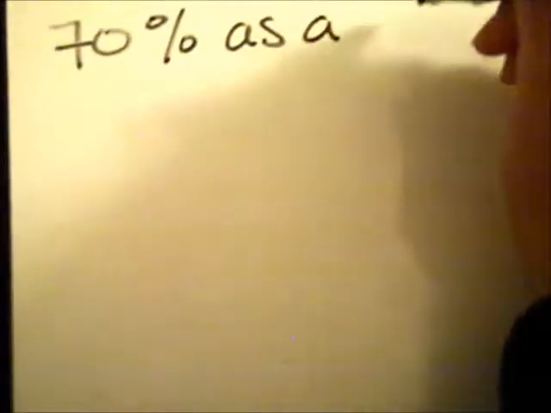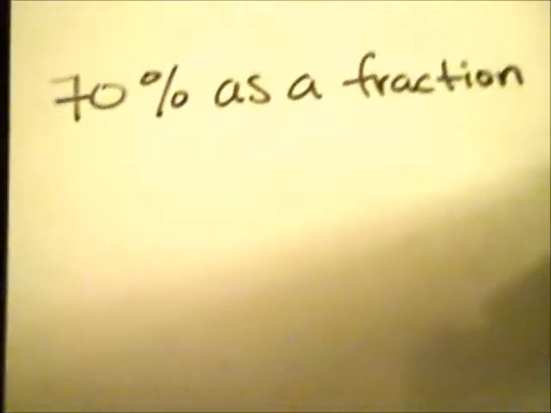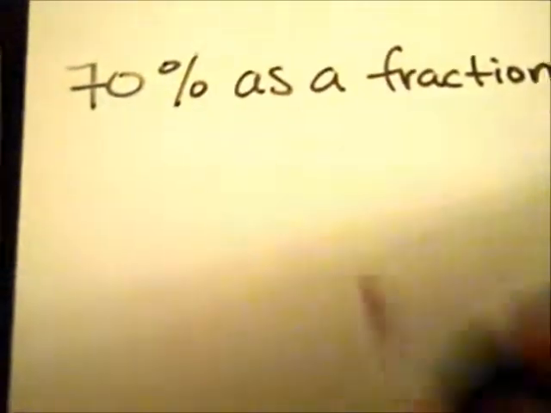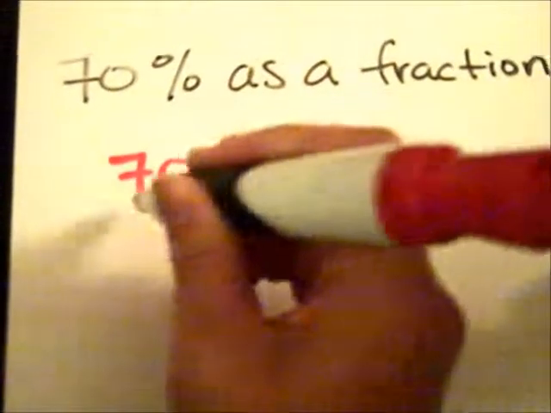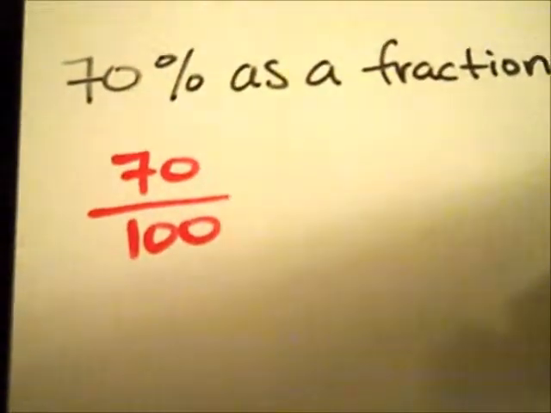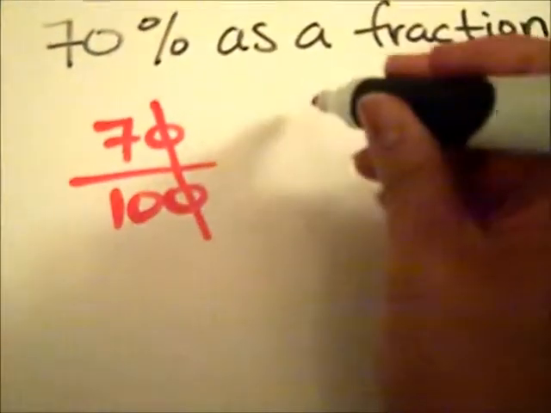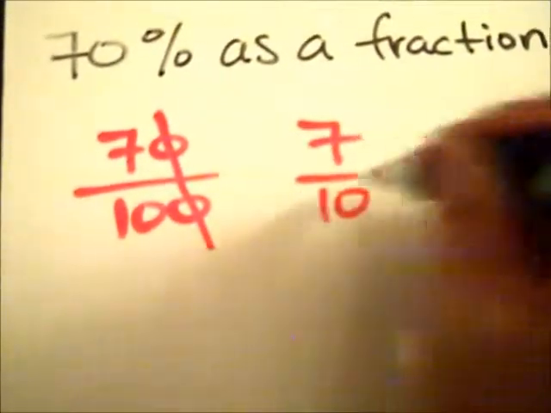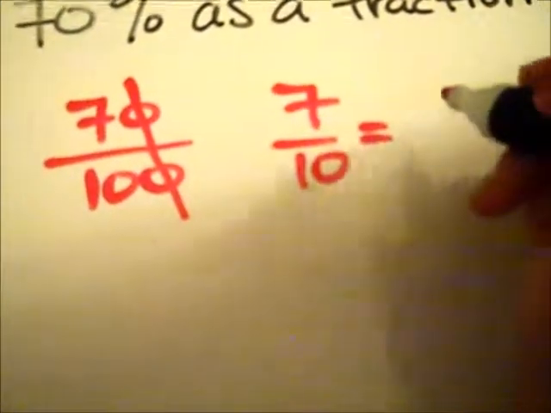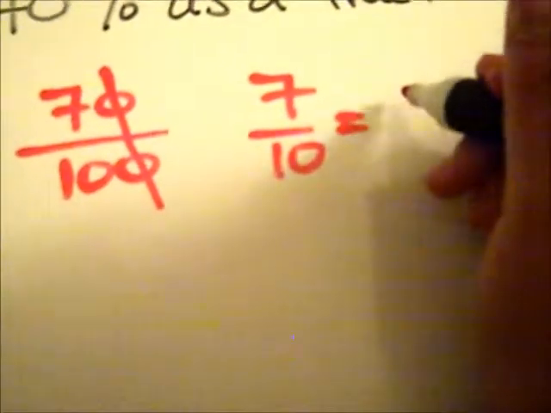70% as a fraction. So let's write this as a fraction. Well, any percent is always over 100. So we just put 70 over 100. However, we can't keep it like that. We need to reduce our fraction. So we can just cross out the zeros and get 7 over 10, which as a decimal would just be equal to 0.7.